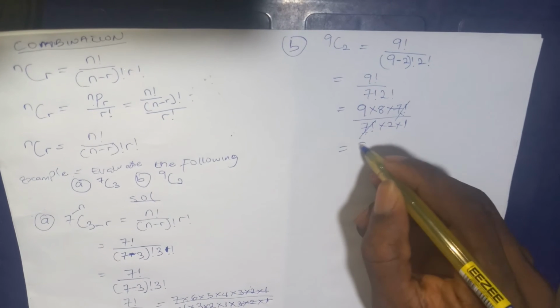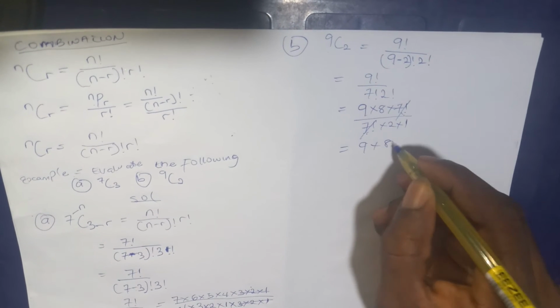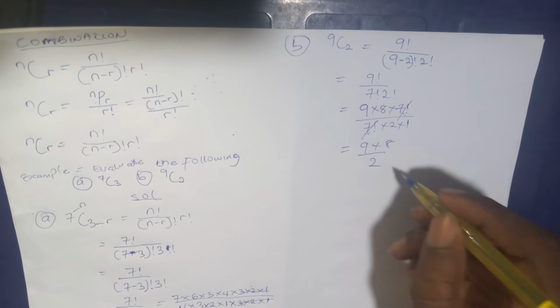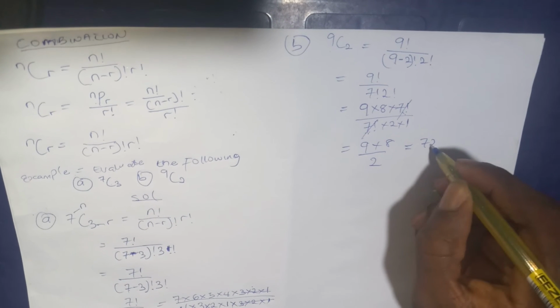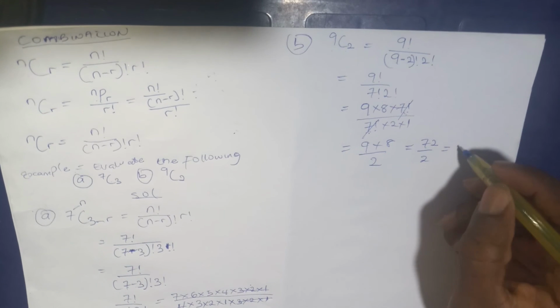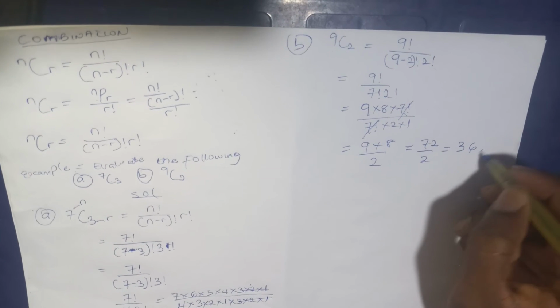Now this one gives us 9 times 8 divided by 2. And solving that, I'm going to get 72 divided by 2, which will give us 36.